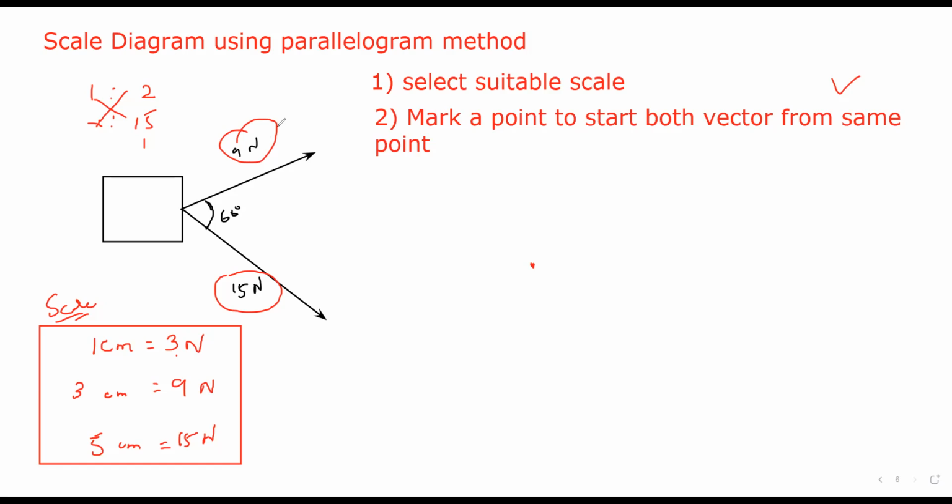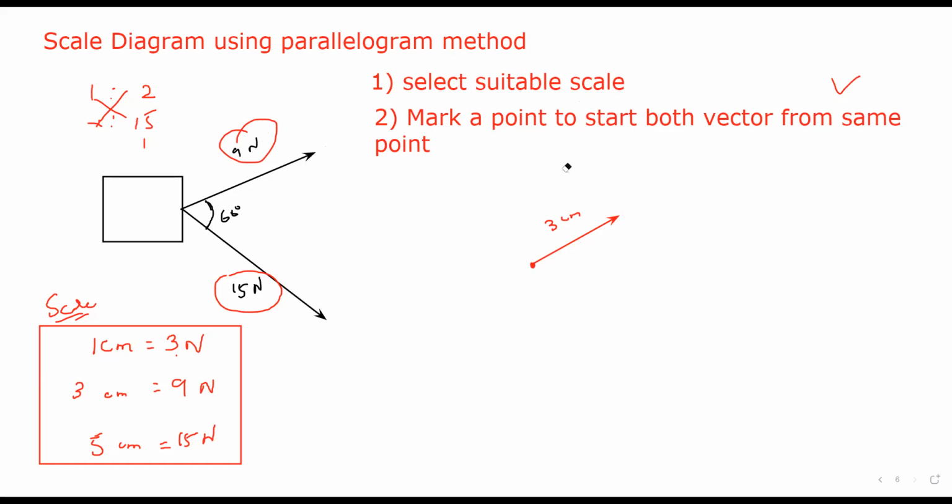9 Newton is there. So 9 Newton means how many centimeter? 3 centimeter. So I will place a ruler accordingly and draw a 3 centimeter line. Is it clear? Because the 9, we will redraw the figure again now. So 9 Newton is 3 centimeter. That's why I'm drawing a 3 centimeter line. Is it clear to everyone?